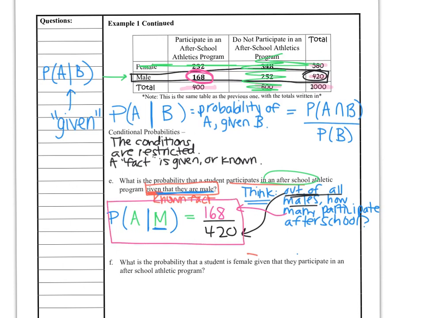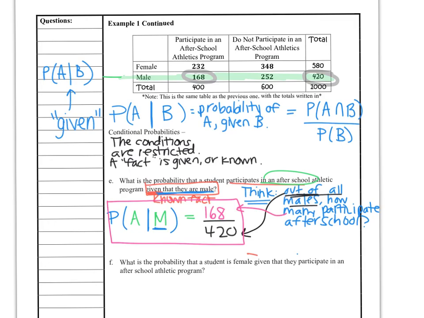So let me just recap what we just did because that seems maybe a little confusing. Actually, let me try to erase this. So again, we said that we are given a male. So I'm going to highlight that row, focus only on that row for a minute. We are given males. And out of all of the males that we have, 420, how many of them actually participate in the program after school? 168. Okay, so we're going to do 2 more conditional probabilities so that you can get more practice with it.